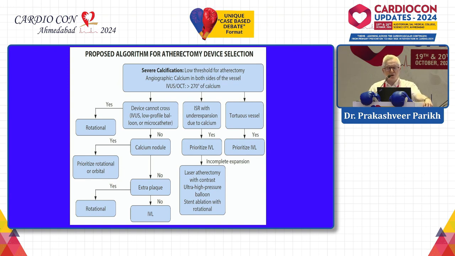If the patient has in-stent restenosis with underexpansion of the stent due to underlying calcium, then the best device to use will be intravascular lithotripsy. But sometimes it doesn't work because you have 2 layers of stent or a lot of fibrosis, then IVL will not work for ISR cases. So in those cases, you can use laser atherectomy with contrast, or you can use an ultra high pressure balloon like OPN and NC balloon, or you can ablate the stent with rotational atherectomy. If the calcium lesion is very tortuous and angulated, then the safest device is IVL.